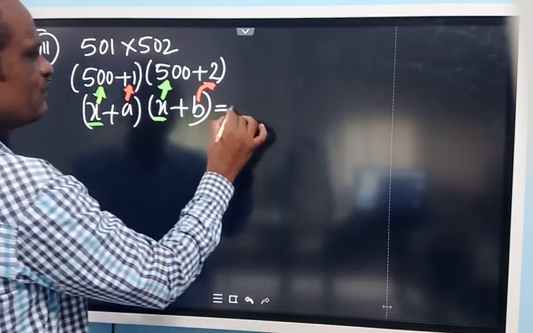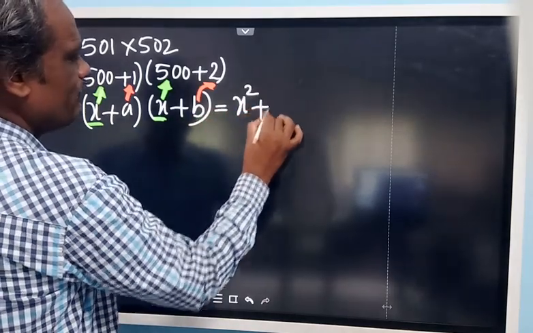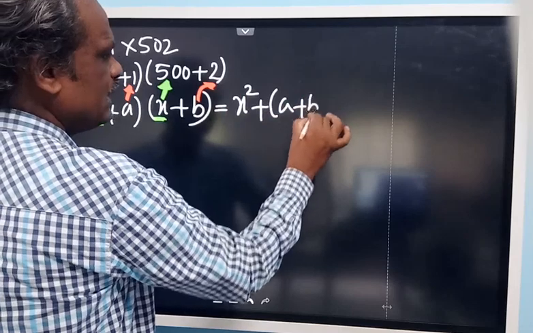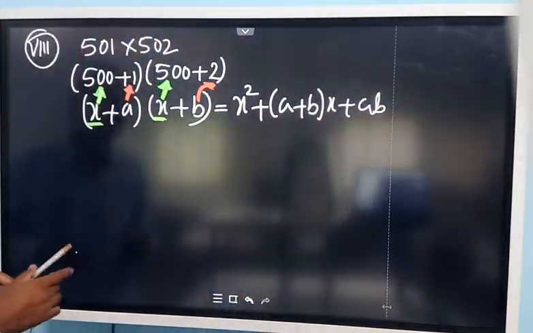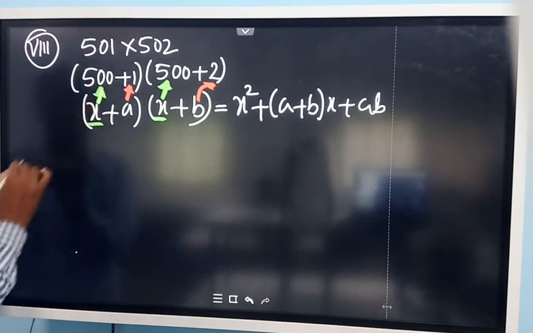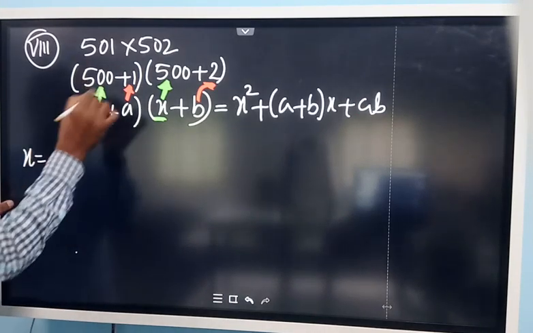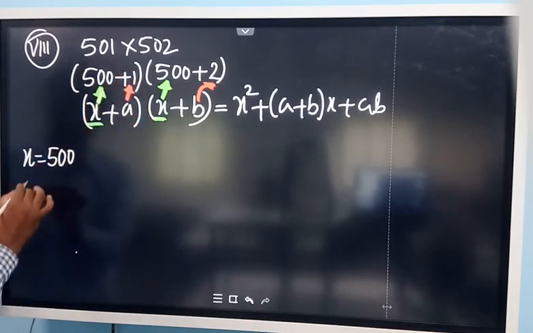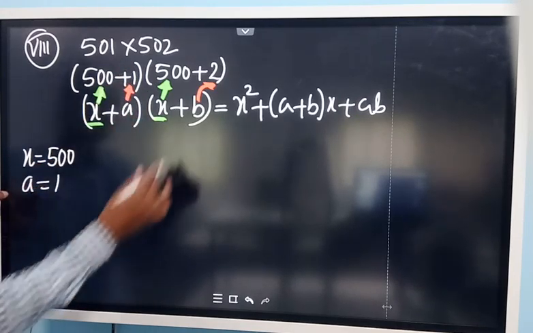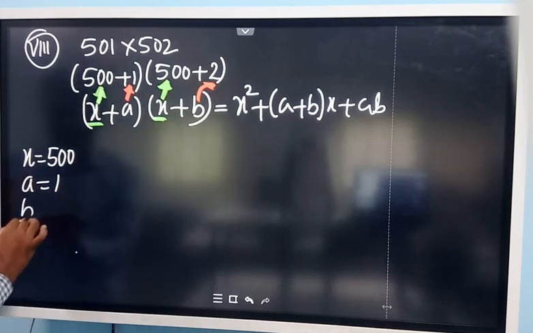So now you can write your identity: (x + a)(x + b) = x square plus (a + b) into x plus ab. Now identify the values of x. Value of x is equal to here, how much? 500. What is the value of a here? a can take 1. What is the value of b? b is equal to 2.